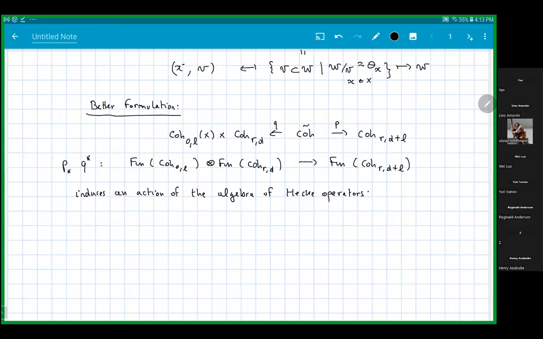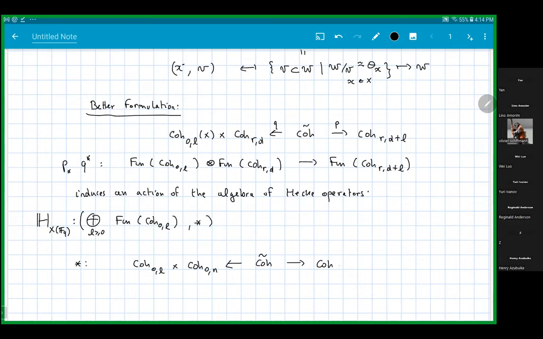And so let's denote it H_X(F_q), just to explain that I'm working with F_q. So now this is the sum for all L of the space of functions on Coh_0^L with the product. And how is the product obtained? Well, you do the same diagrams, but now just with modifications themselves. Coh_0^{N+L}, Q and P. And so this multiplication is again Q upper star, P lower star.